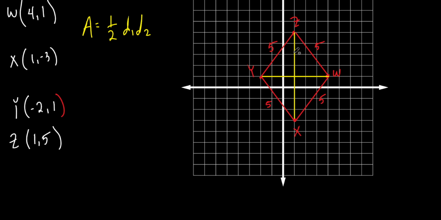What is it? 1, 2, 3, 4, 5, 6, 7, 8. Because up here, I'm at 5. Down here, I'm at -3, right? So 5 plus the other 3 is what? It's 8. So one diagonal is what? 8. What's the other diagonal? So again, I'm over here at where? Y is at -2. W is at 4. So from -2 to 4 is how far? It's 6. So the other diagonal is 6.